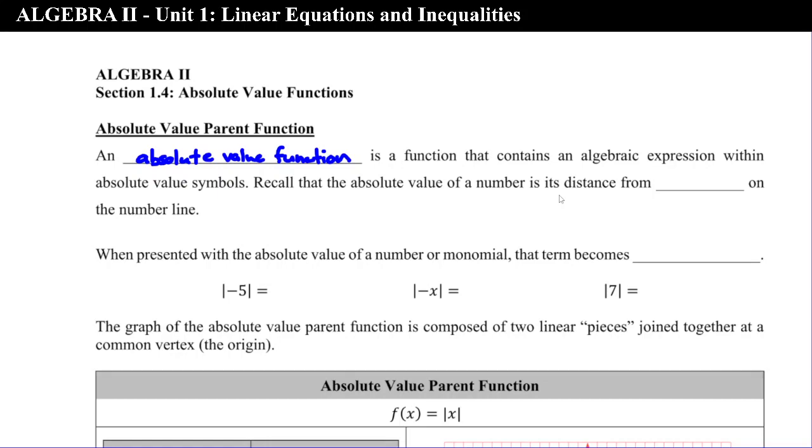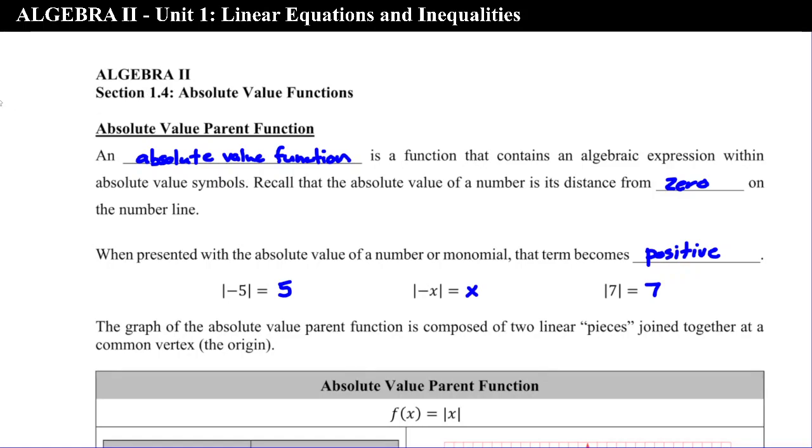Recall that the absolute value of a number is its distance from 0 on a number line. So when presented with the absolute value of a number or a monomial, that term becomes positive. Here are a couple of quick examples. The absolute value of -5 is 5 units away from 0, so the answer is 5. The absolute value of -x is x, and the absolute value of 7 is 7. If you have a positive number in the absolute value symbols, then whatever value is inside is just what your absolute value would be.